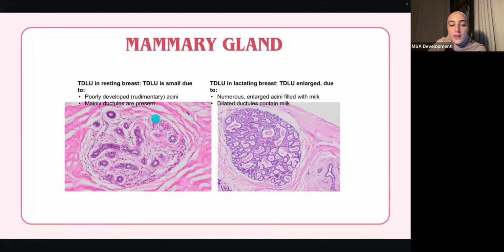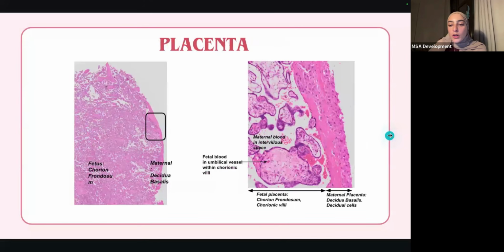And the reason why in a resting breast the TDLUs are not as prominent is because the acini are very poorly developed. There is less acini. And here there's a lot of acini and they're filled with milk. Okay, moving on to the placenta.